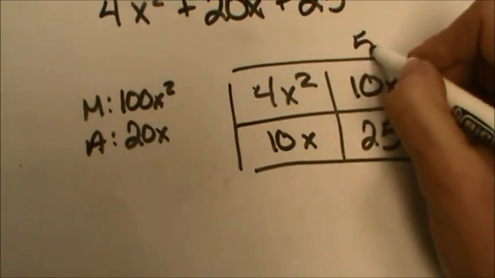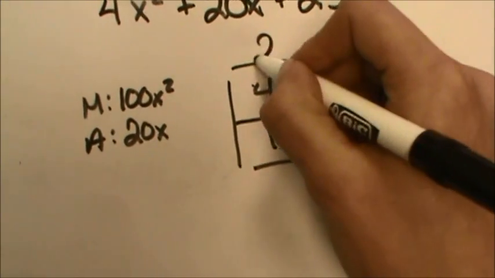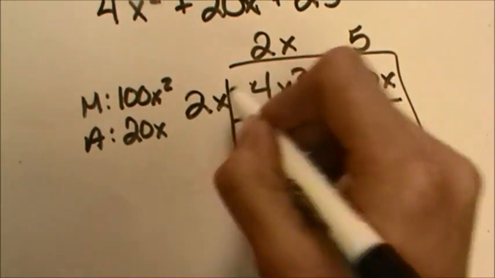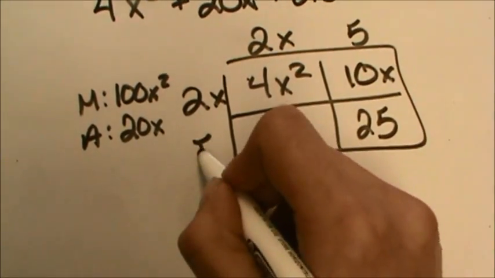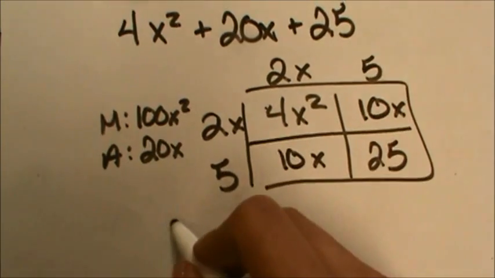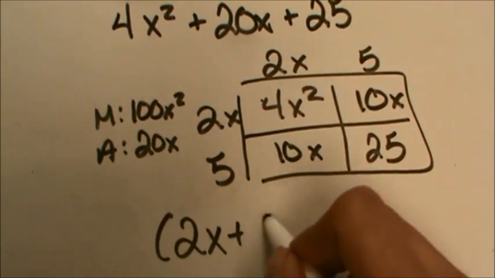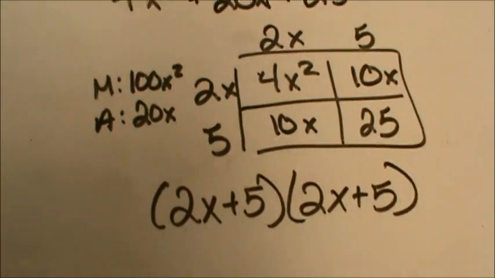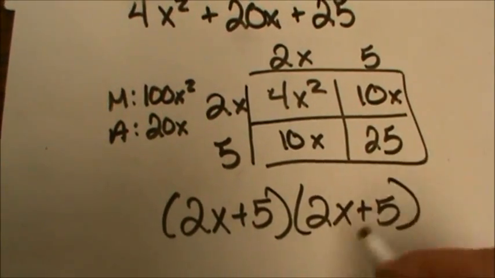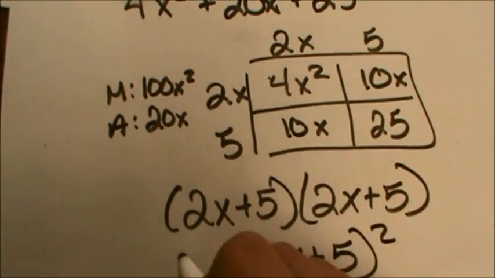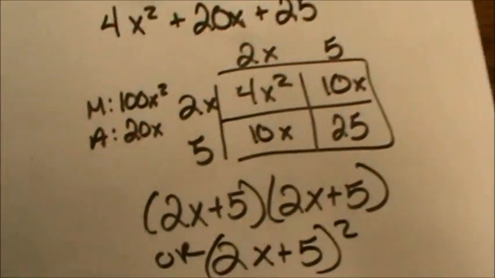Here they both have 5 in common. Here they both have 2 and an x. Here they both have 2 and an x. And here they both have 5. Notice, 2x plus 5 times 2x plus 5. That is the same as the perfect square trinomial answer I got before. So you could write your answer like this, or like this. Either one's acceptable.